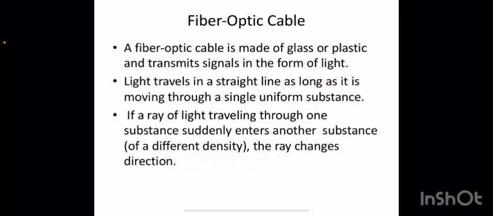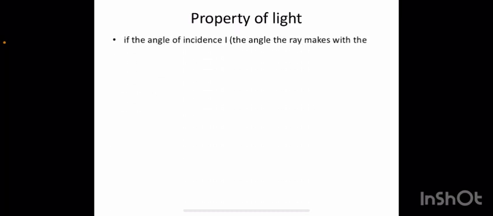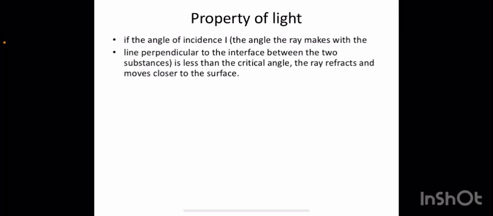So as long as the light travels along the same substance, it moves in a straight line, but when it enters into another substance with a different density, the ray changes its direction. Using this property, actually fiber optic cable works. Like that, if the angle of incidence is less than the critical angle, the ray refracts and moves closer to the surface. We'll see the figure.